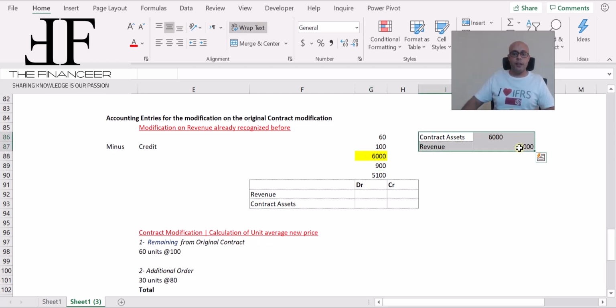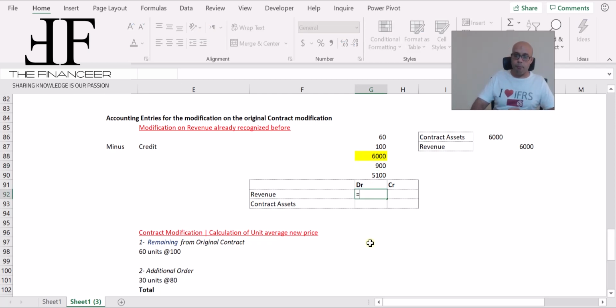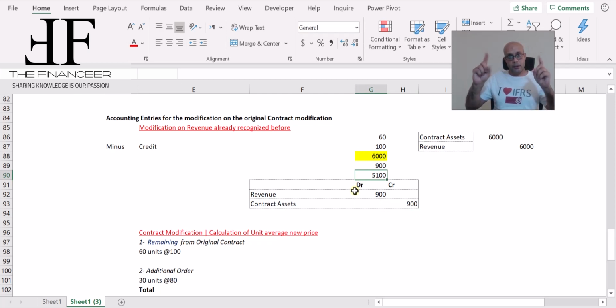But after that, we got a credit note, or we gave the customer a credit note. So we need to reverse the entry based on the 900. So we are going to reduce the revenue by 900, and the contract asset will be reduced by the same value in order to reduce the amount that we have to collect from the customer. So the remaining revenue so far, or the net revenue so far, will be 5,100. So again, don't be confused.